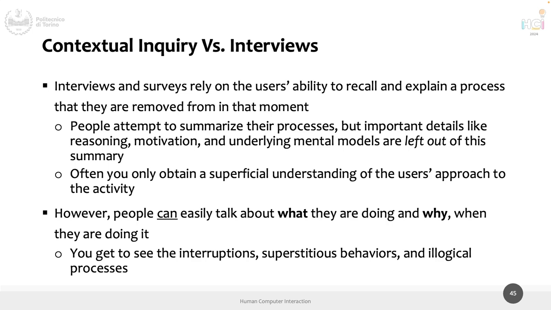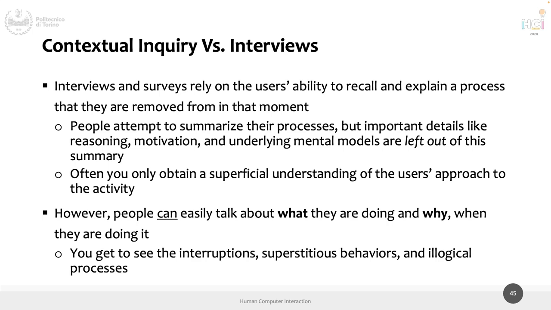So which is a disadvantage of interview in some case? Interviews rely on the people's ability to recall and explain a process that they are not doing in that moment. So if I'm interviewing you on your usage of the portal, let's say, you will need to remember what you did the last time you used that specific process. So you need to recall from memory and explain.